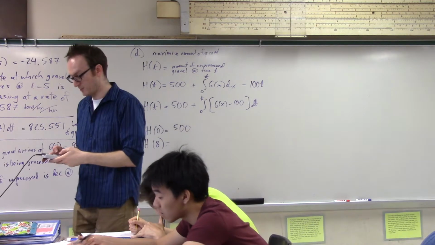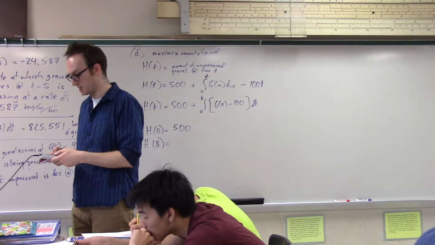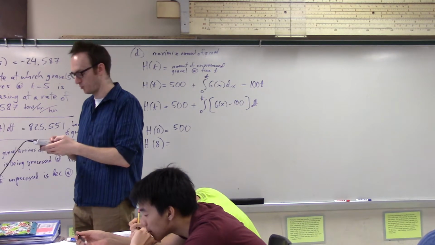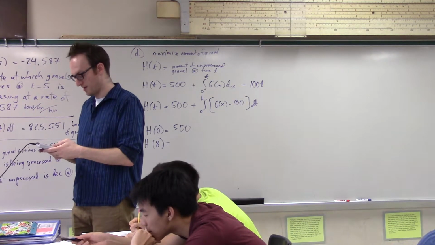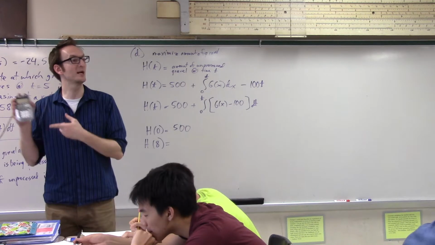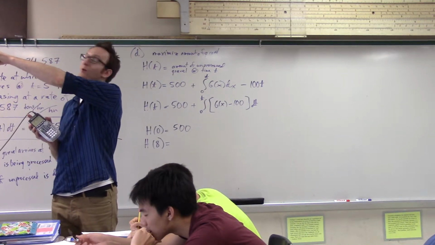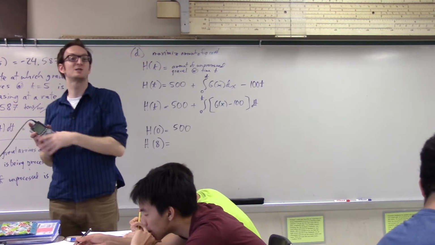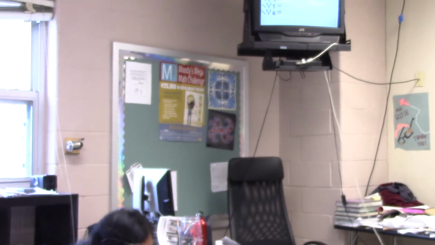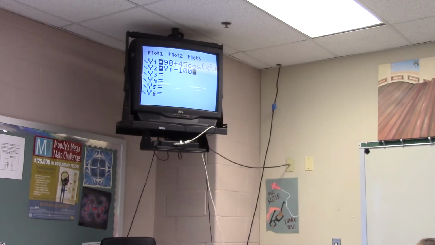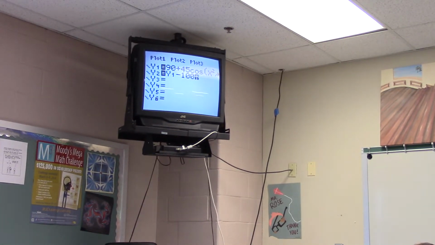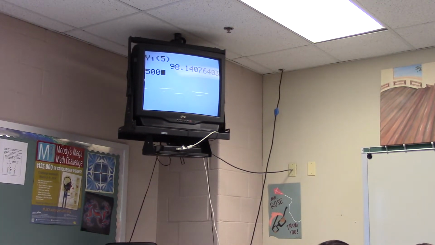Or the other way to do it is to go into y1 and make a new function y2, which is actually y1 minus 100. This is how I'm going to do it. My y2 now represents the net rate of change of the gravel at any given time. Follow? Okay, so now I'm going to just say that the total amount of gravel at the end of the day is 500 plus the integral from 0 to 8 of y2.